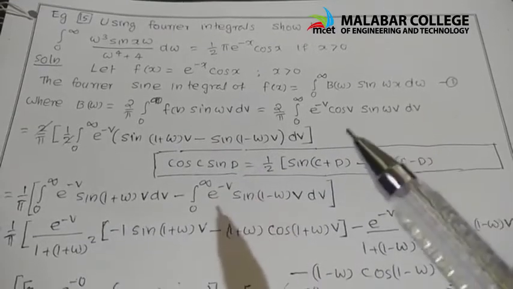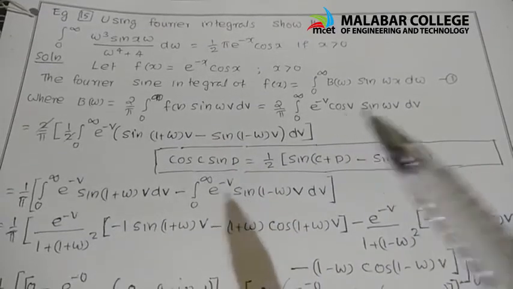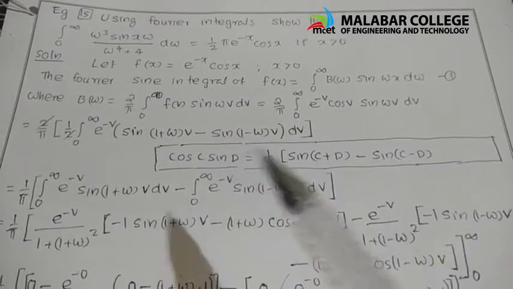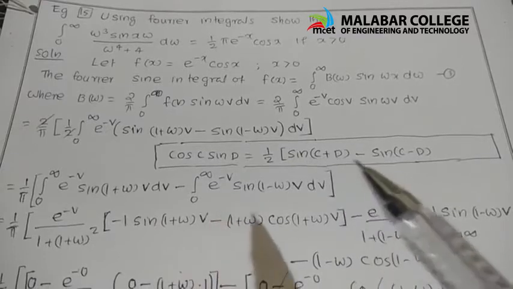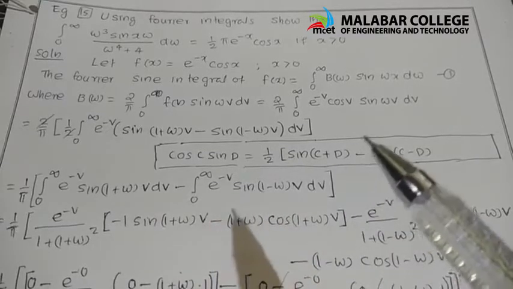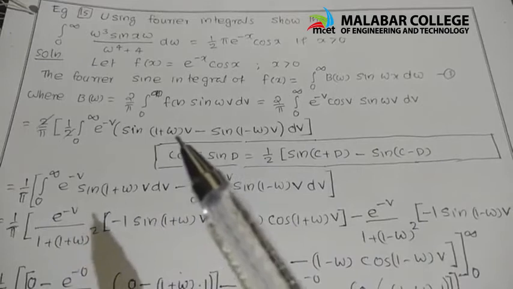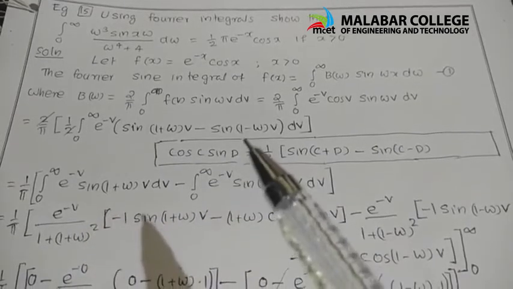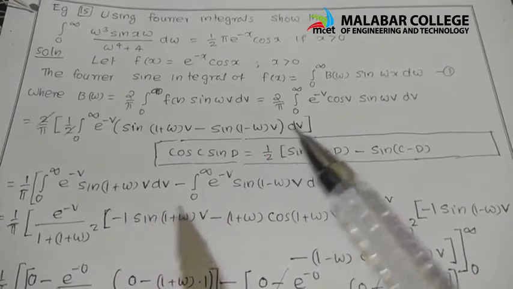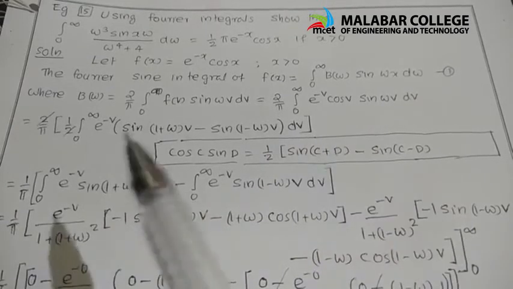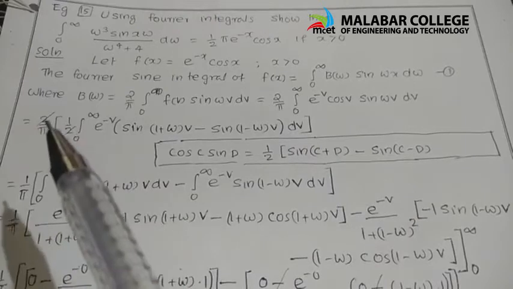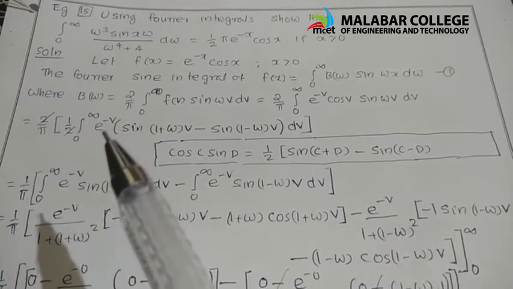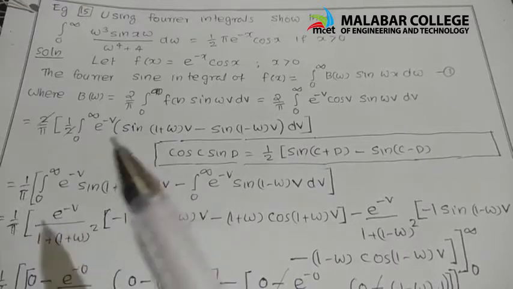Then we have the cos c sin d formula. We have to apply cos c sin d to integrate this. Cos c sin d is half into sin of c plus d plus sin of c minus d. And as I told you before, c plus d is 1 plus omega into v, and c minus d is 1 minus omega into v, dv. E raised to minus v is out, and 1 by pi is taken out. We have to multiply e raised to minus v into these two terms first.